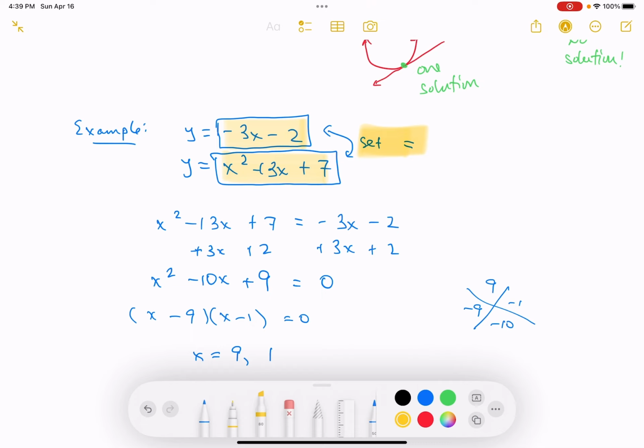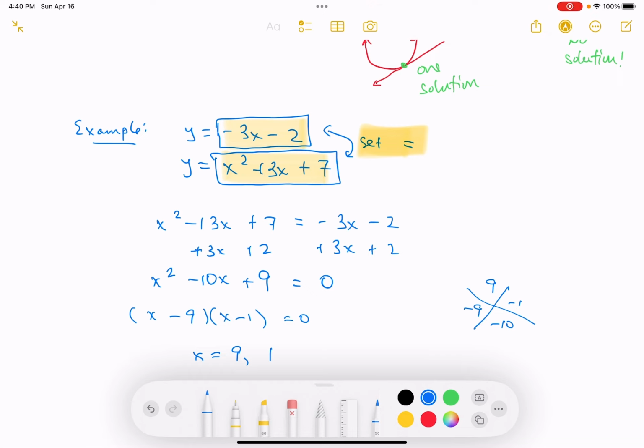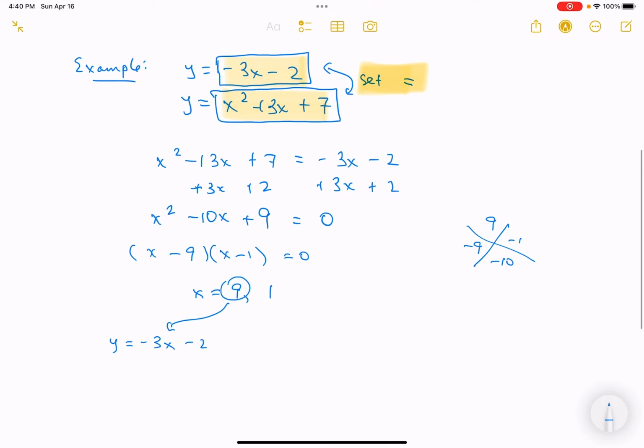So now what? Well, for each of those points, I'm going to need the y-coordinate. Remember, I'm looking for an ordered pair, an x, y, for each point of intersection. So if I take a look at the x equals 9, if I plug in x equals 9 into either one of the two equations I started with, let's choose the simpler one, the linear one. I'm going to put 9 in for x. So here's the linear equation I started with. That's this guy is what I'm referring to.